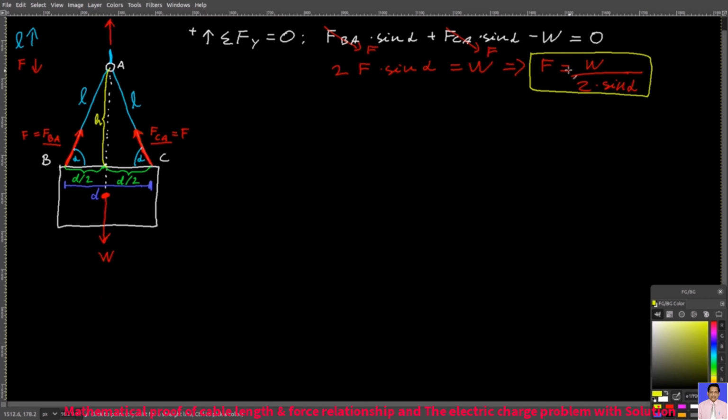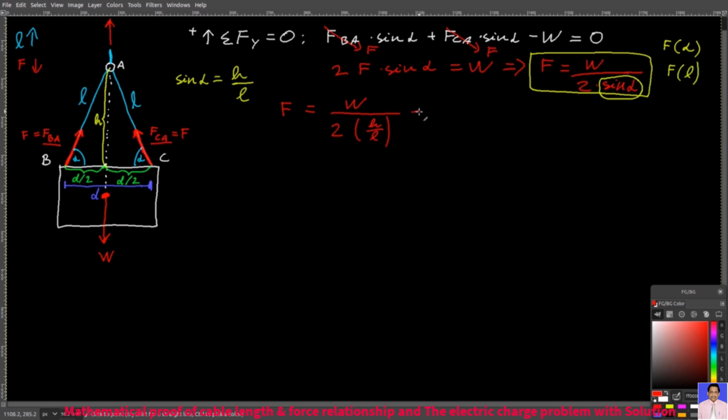Now right now, we have a force as a function of alpha, but we need force as a function of L. But here you can see that you can express this sine alpha like this. Sine alpha equals h over L. That means that this formula here can be written like this. F equals W over 2 times h over L, or simply W over 2 times L over h.